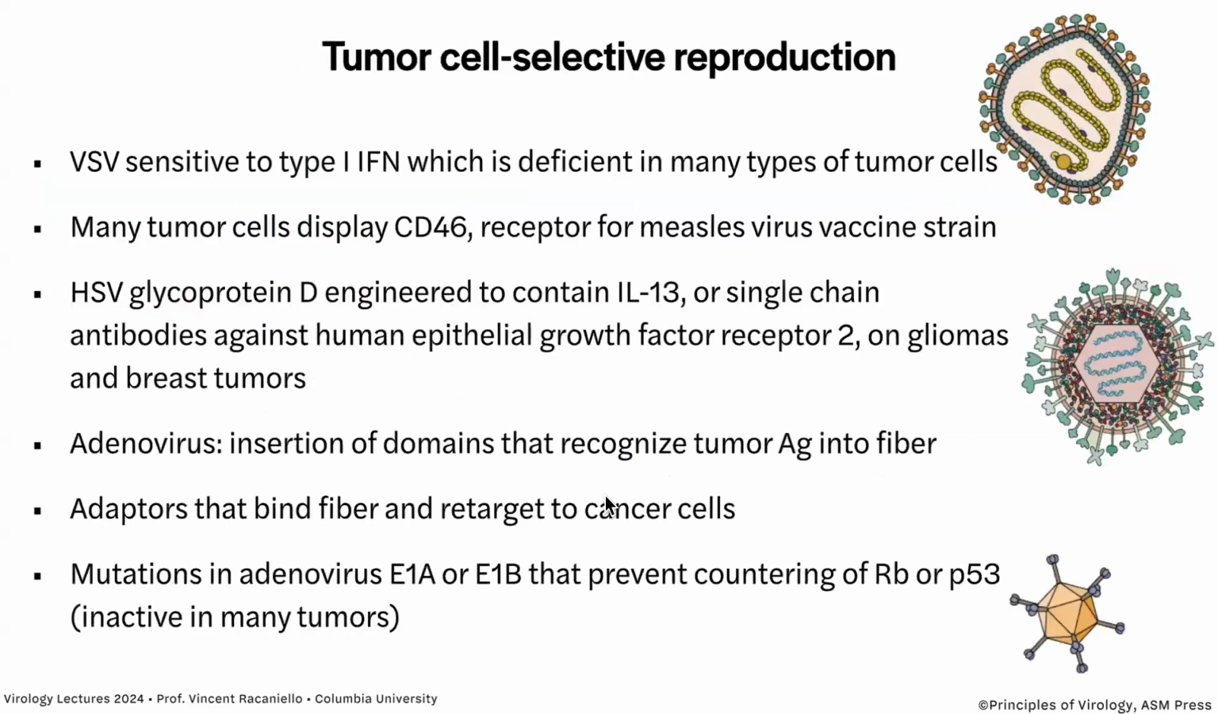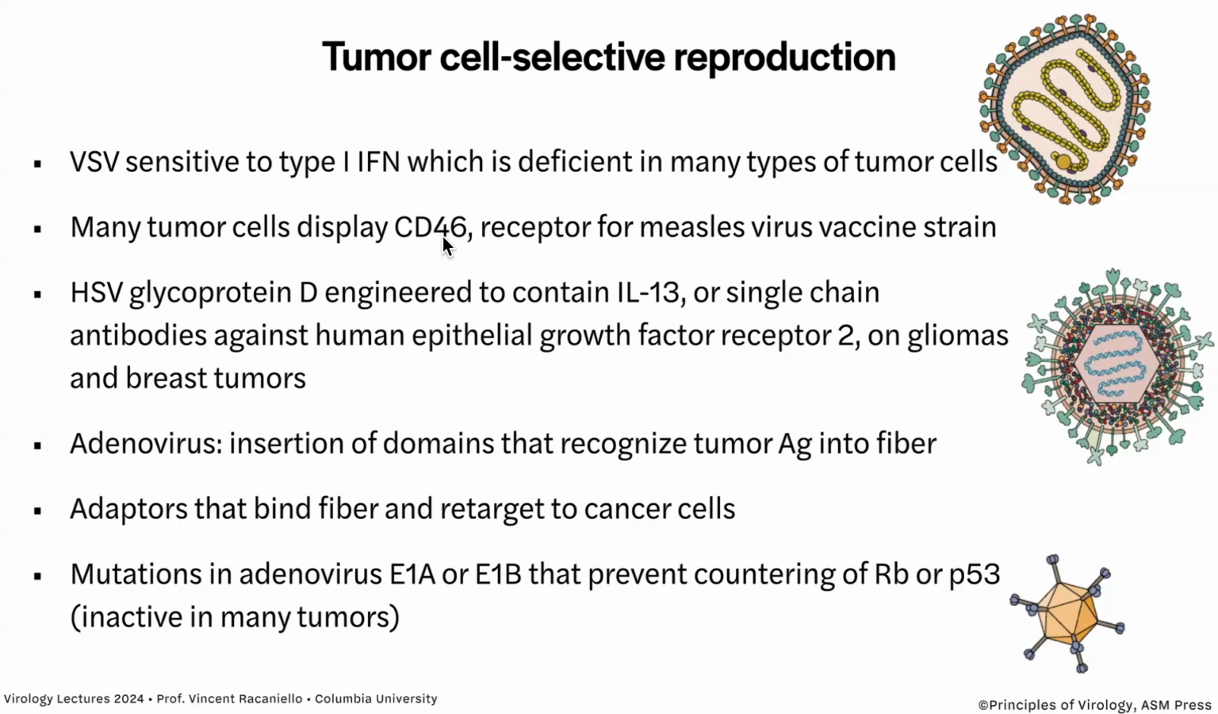All right, so that's one approach. So other approaches to make what we call tumor cell selective reproduction. Well, this again is what I just told you. VSV is sensitive to type 1 interferon, so it doesn't reproduce in most tissues, but tumors have a defect in type 1 interferon, so VSV will selectively reproduce in them. Many tumor cells express on the surface the protein CD46, which is a receptor for the measles virus vaccine strain.